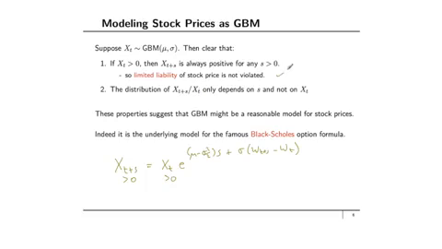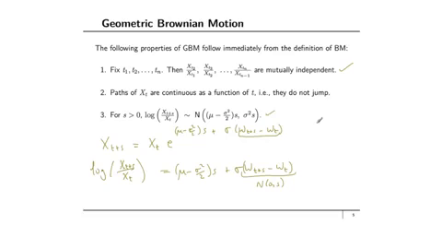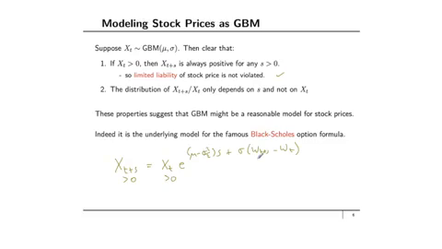Another observation is that the distribution of xt plus s divided by xt only depends on s and not on xt. In fact, this was clear from the previous slide where we had this result here. The log of xt plus s over xt is a normal distribution, and this normal distribution does not depend on xt. It only depends on s and the parameters mu and sigma. And this is nice because we wouldn't expect returns to depend on xt. So we can view this as being the return on a stock, the return between times t and t plus s, and we don't expect in general that this return should depend on the current value of the stock.